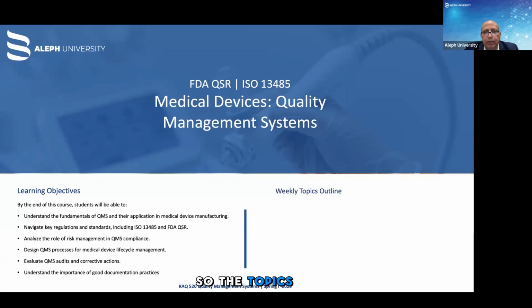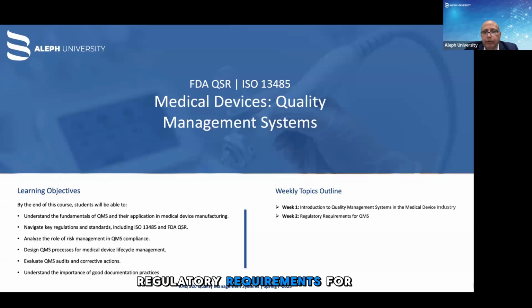So the topics that we are going to talk about, week number 1, which is this one, Introduction to Quality Management Systems in the Medical Device Industry. It's a brief introduction today. We're not going to have probably a 1 hour class, a little bit less. Second week, regulatory requirements for QMS. Number three, the ISO 13485 standard. Number four, risk management in QMS.